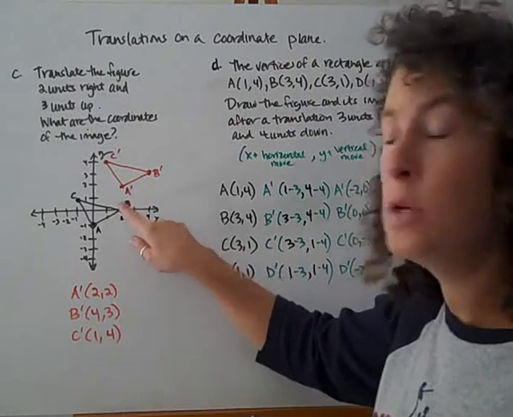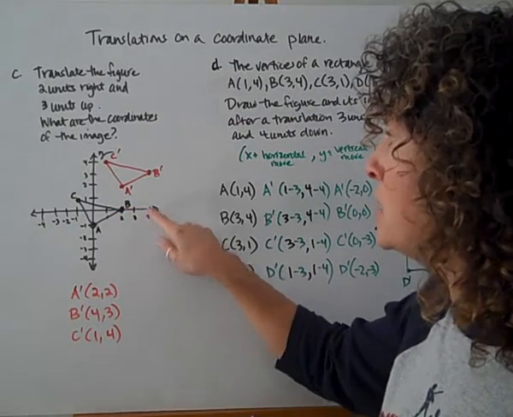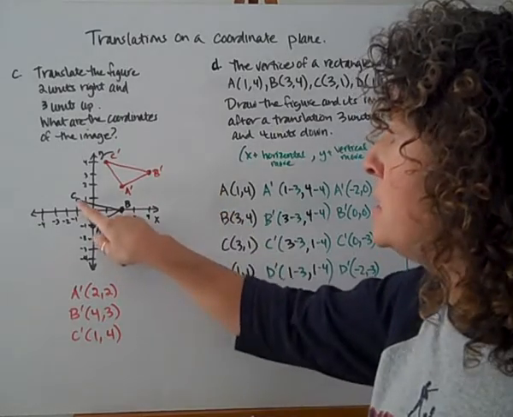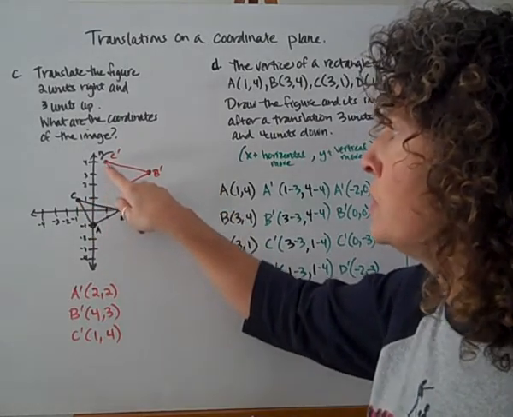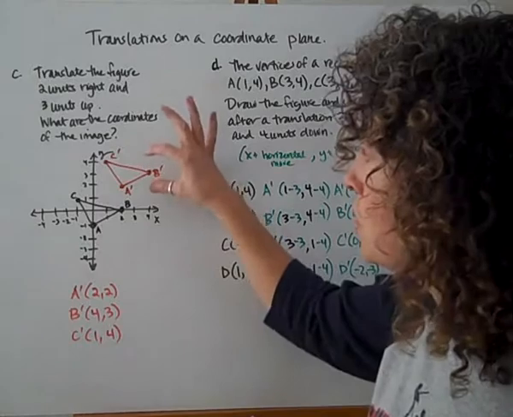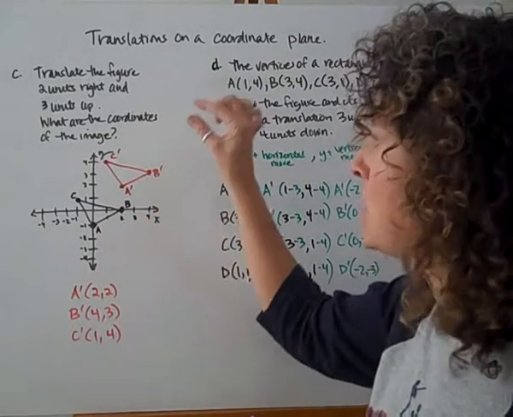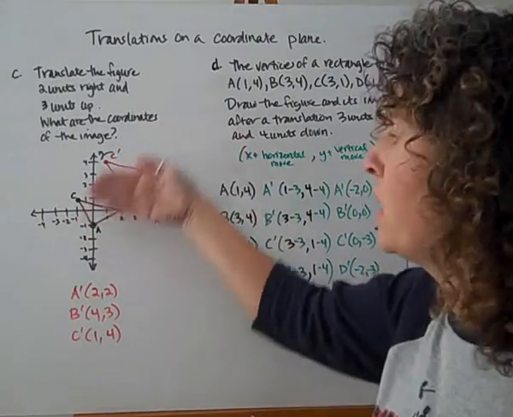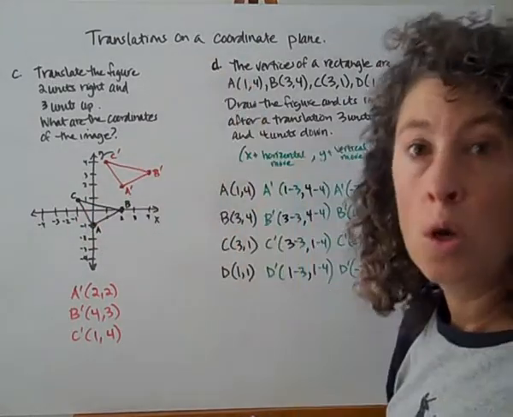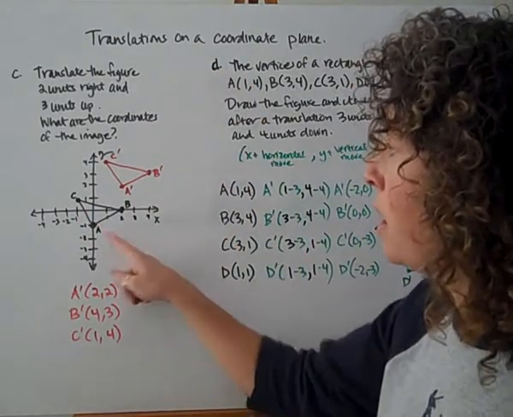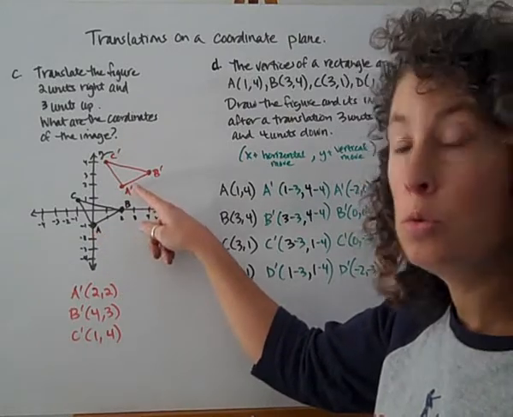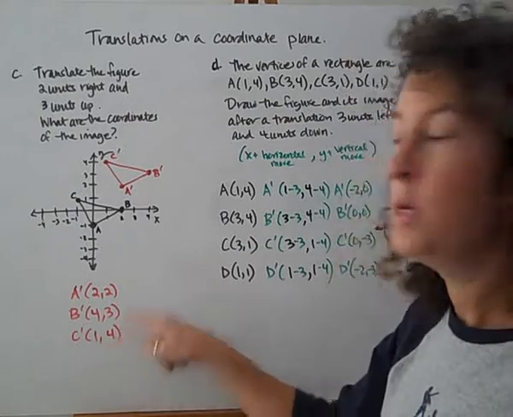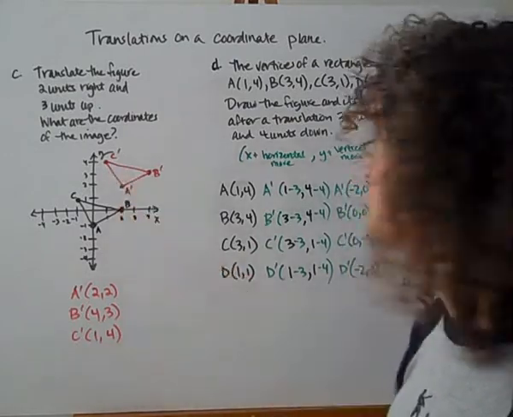We're going to take B and do the same thing. 2 units to the right, 3 units up. That gives me B prime. And with C, 2 units to the right and 3 units up. That gives me C prime. So notice that the shape looks the same. It's the same size. It's the same shape. It hasn't really changed anything other than where it is. They wanted us to find the coordinates of the image. So A prime is now at (2, 2). B prime is at (4, 3). And C prime is at (1, 4).